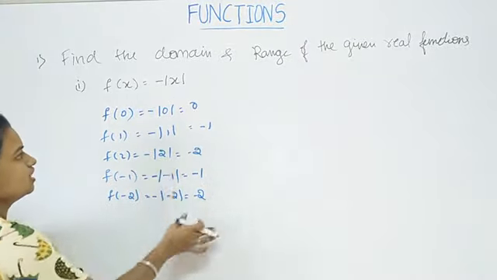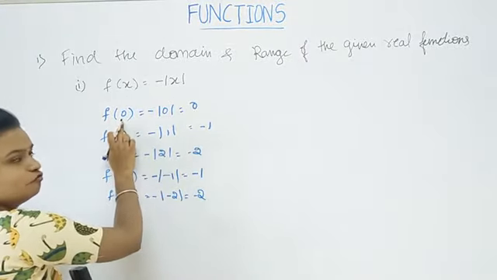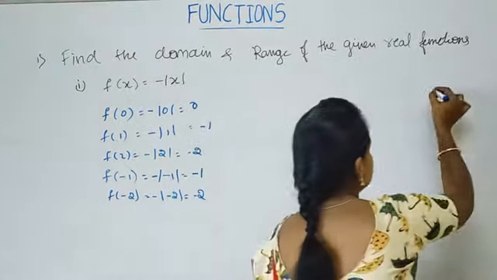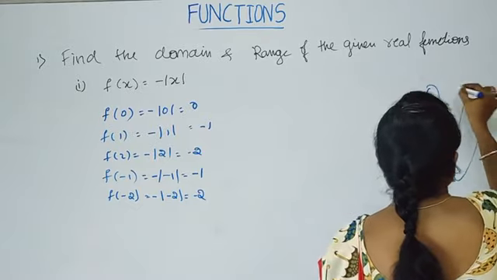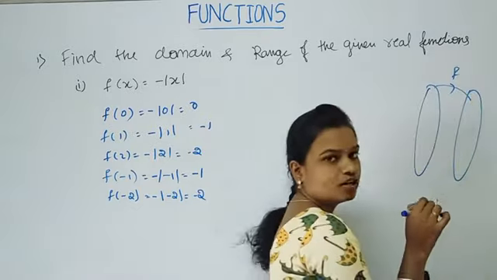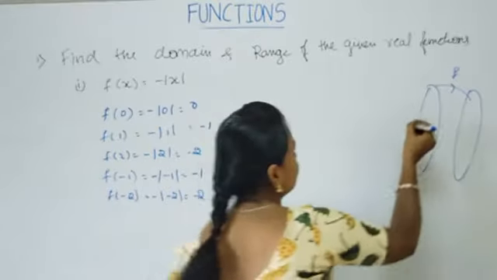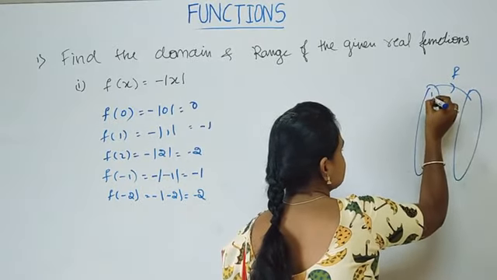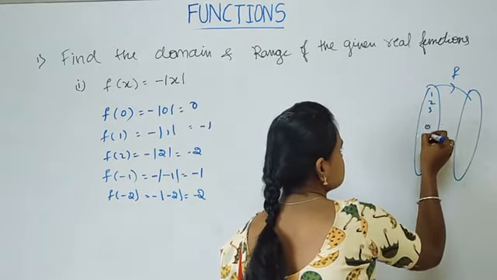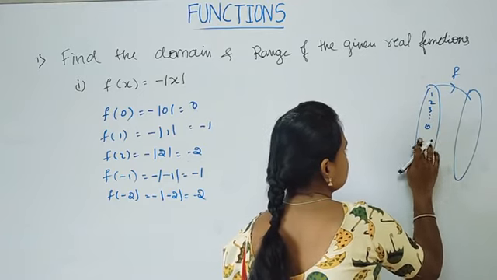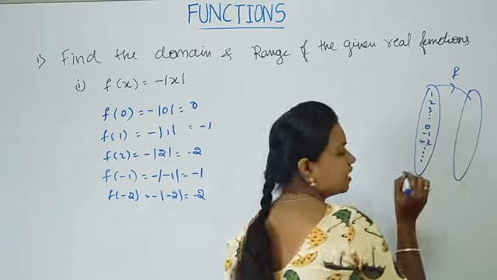So observe that. If you take 0, we get 0. So you can draw the map. So it is a function. This is the domain, the set of all real numbers. Real numbers include 1, 2, 3 and also 0, and minus 1, minus 2 and so on.